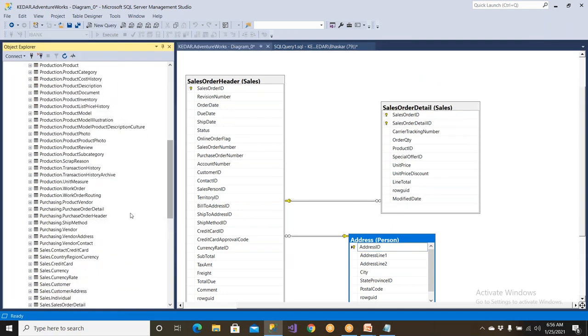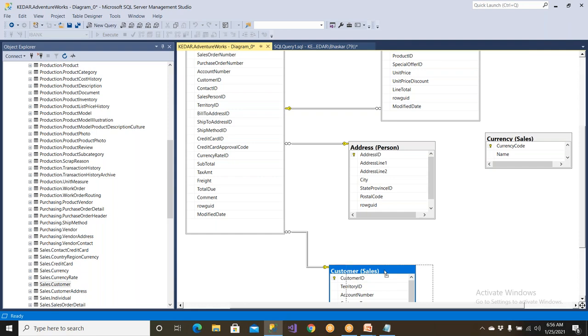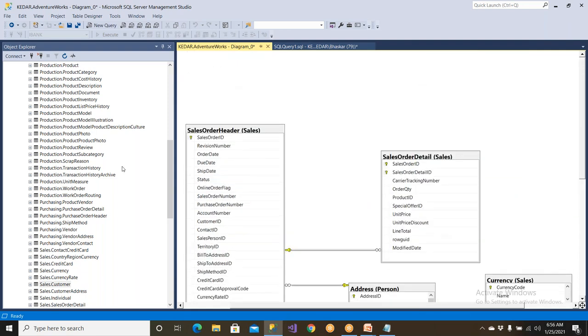When you drag and drop, for example, I wanted to know how the currency table is linked. So when you drag and drop, the currency table is an independent table. Customer table I have, okay? I wanted to get this and drag and drop this customer table. So this is a diagram which can show you how the tables are linked.